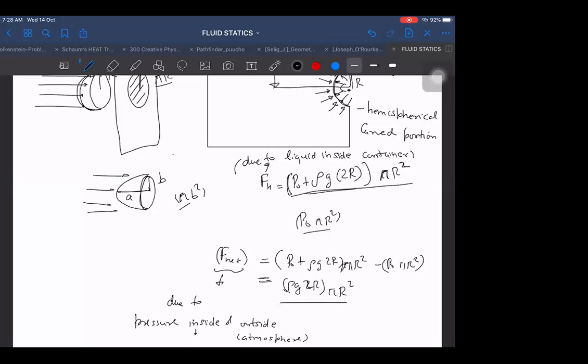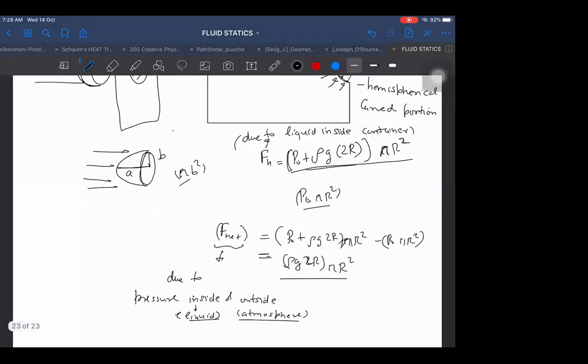Atmosphere. And inside is due to what? Inside is due to liquid. So when we take atmosphere also into account, then see, it is ironical. When we take atmosphere into account, there is no atmospheric pressure term appearing here. When we are taking the pressure due to atmosphere, the atmospheric pressure term cancels out. But when we take only the pressure due to liquid, the atmospheric pressure term is there. When we take both, the atmospheric term will get cancelled out. Then the force is only due to gauge pressure.